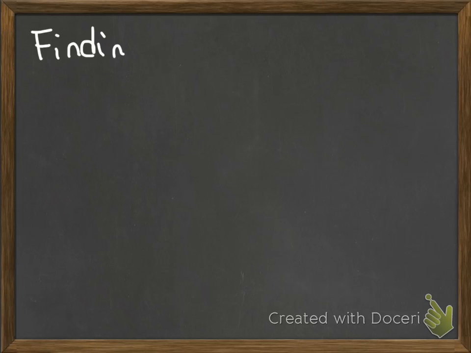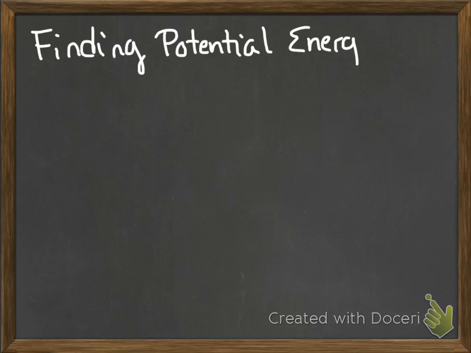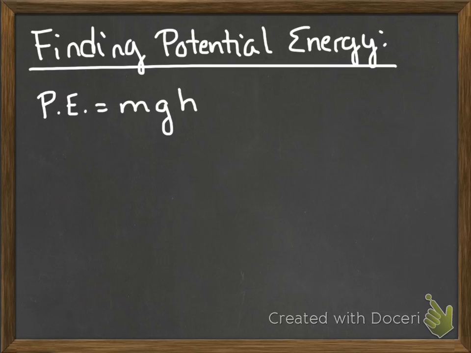How do I find potential energy? This is for an object that's not moving, an object that's high up, and this is gravitational potential energy. It's the potential energy something has due to gravity, and there are other kinds of potential energy, but we're not going to talk about those today. We find gravitational potential energy by multiplying mass times gravity times height, where remember gravity on Earth is 9.8 meters per second squared.